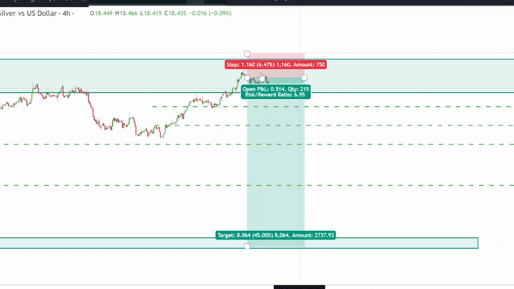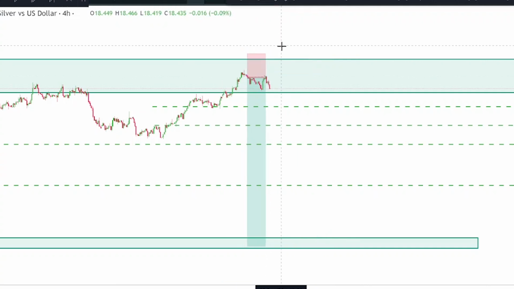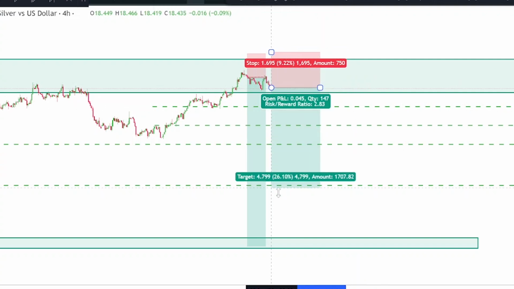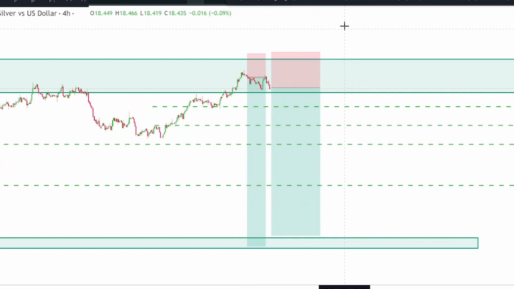I'm gonna be entering for sell again from this area. Any kind of moving up and down, I'm gonna be entering for sell. I know where my stop loss will be set from this area. Okay, sell. Let's see what happened.